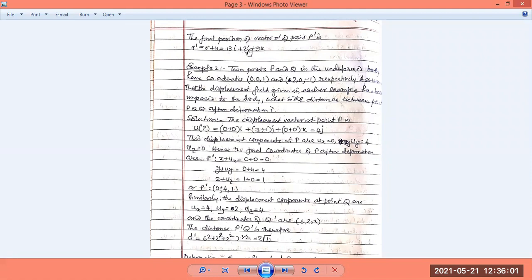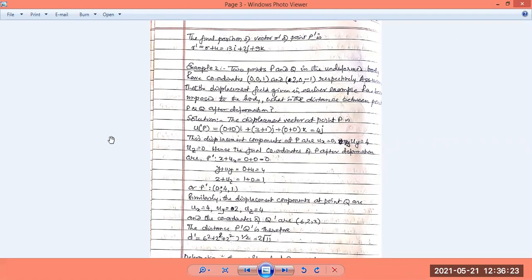Now, the final position vector at the point P dash is given as r dash equals r plus u. So we have to add these two vectors, the displacement vector and the position vector. To know the position vector at r dash, if we add them together, you get 13i plus 2j plus 9k.